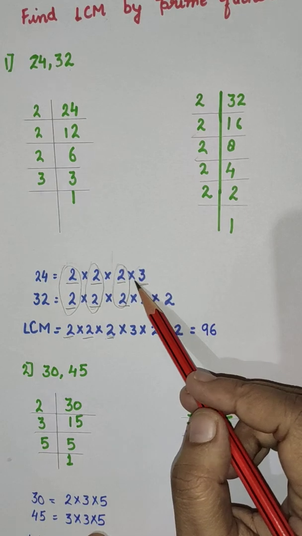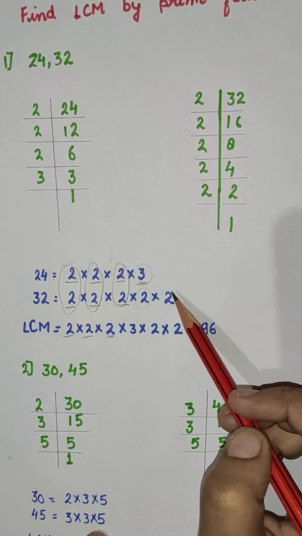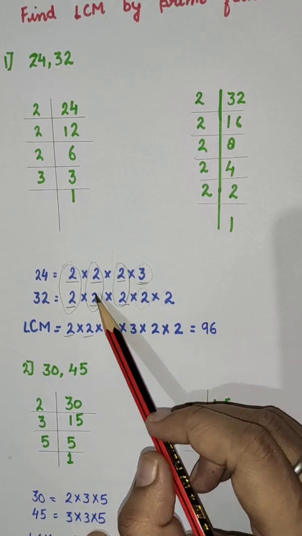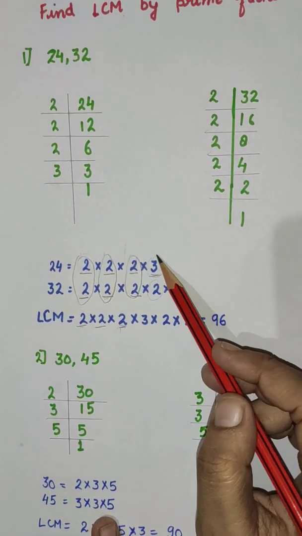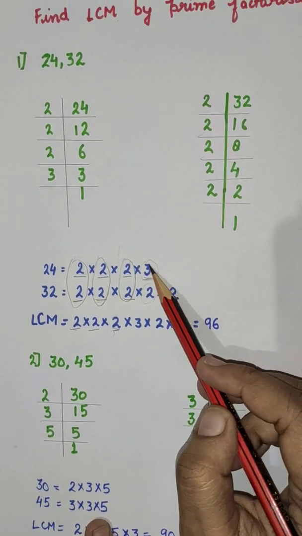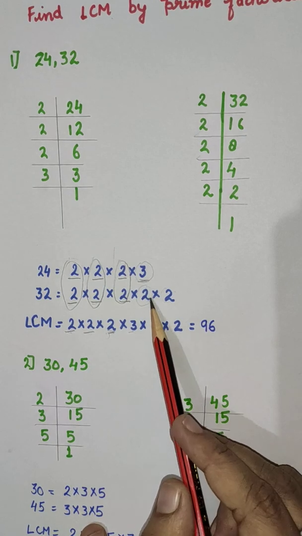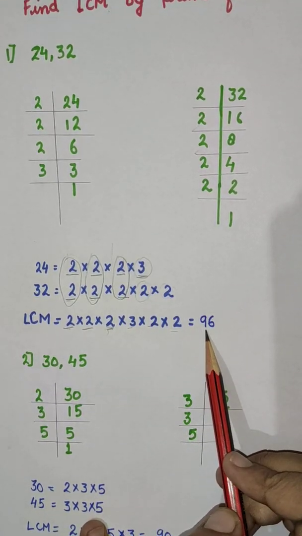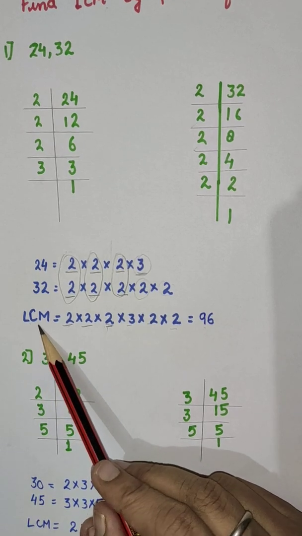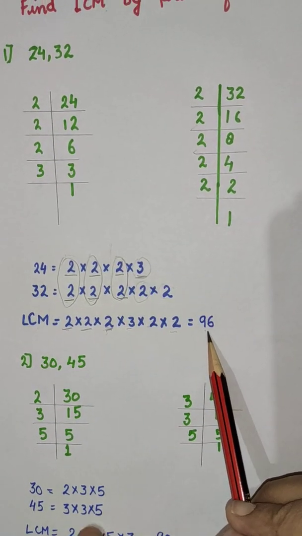Here what is left is 3, 2 and 2. So after writing down the common factors one time, whatever factors are left, we also write in the LCM. That is 3 multiplied by 2 multiplied by 2, that is 96. So the LCM, least common multiple, of 24 and 32 is 96.